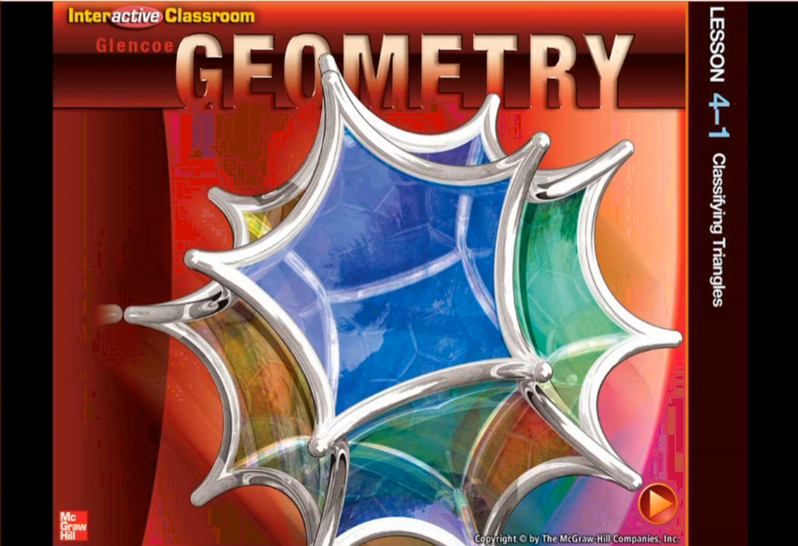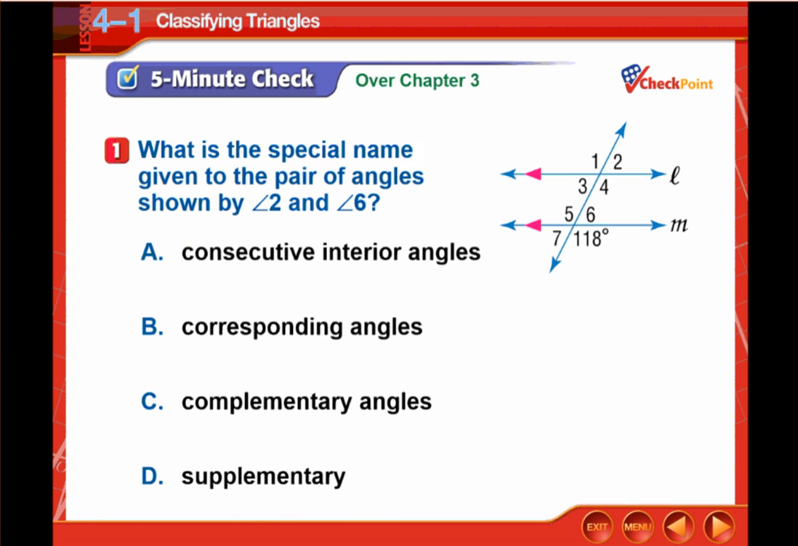Let's begin with a few warm-up questions from some of the things we've already done. First question, what is the special name given to the pair of angles shown by angle 2 and angle 6? You can pause right here and take a moment and answer this question.